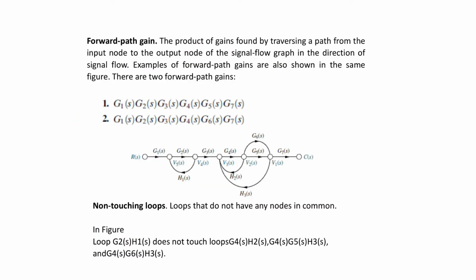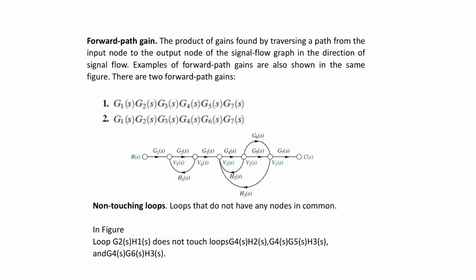The second definition is the forward path gain. It is the product of the gains found by traversing a path from the input node to the output node of the signal flow graph in the direction of the signal flow. Here we have two forward paths, so two forward path gains. The first is G1, G2, G3, G4, G6 and G7, and the second is G1, G2, G3, G4, G5 and G6.